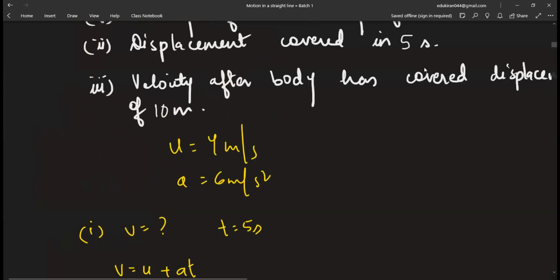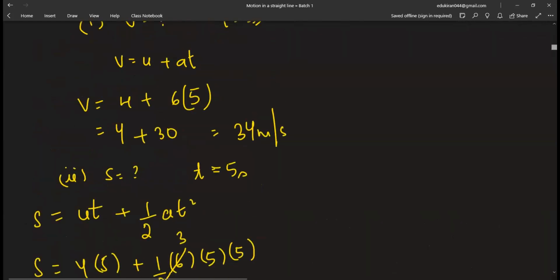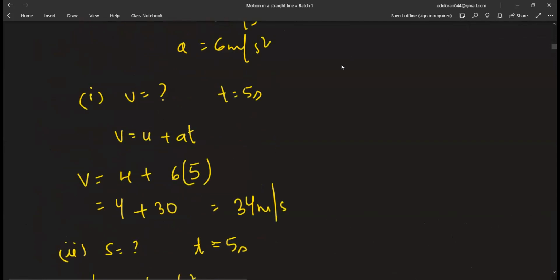Yes, let's come to the last part. Velocity of the body after covering displacement of 10 meters. Yours was correct, Zainab. Yes, ma'am, 2.95 meters you've written, Zainab. No, ma'am, the second question answer is 95 meters. Okay, all right, fine. There was no space, so I thought you'd written 2.95. So 95 you have got correct, Zainab.